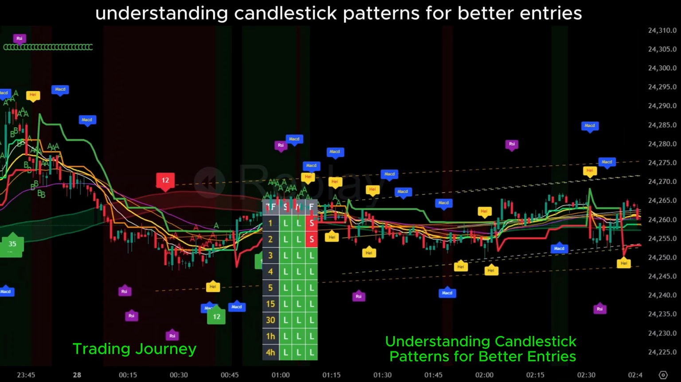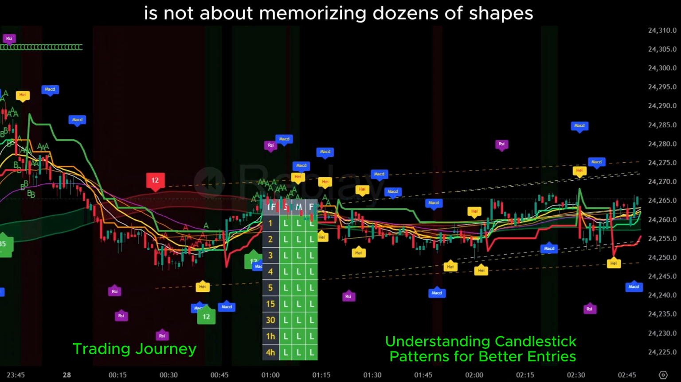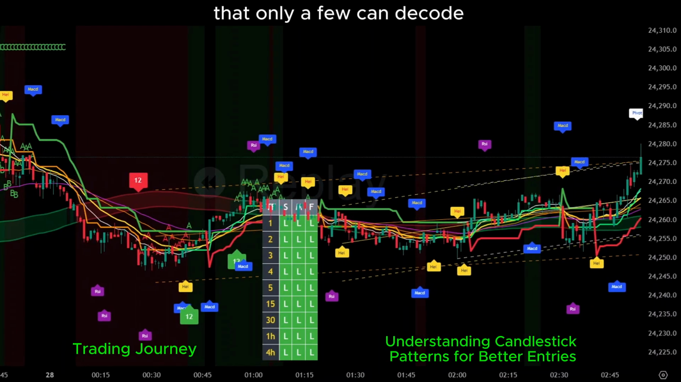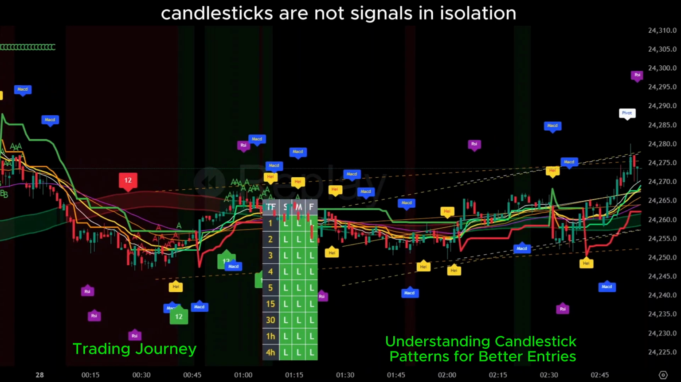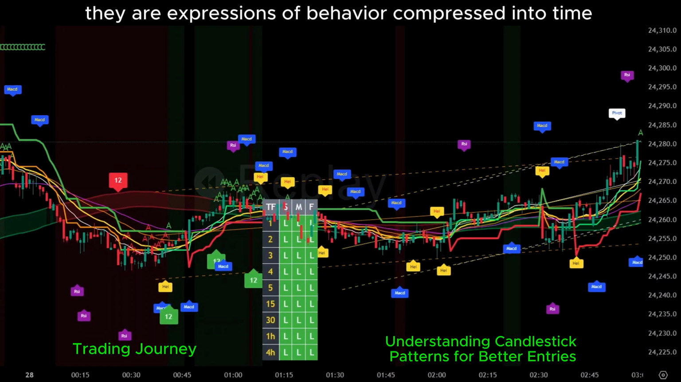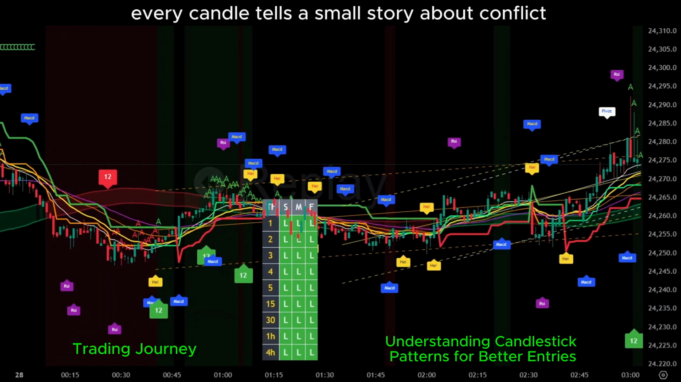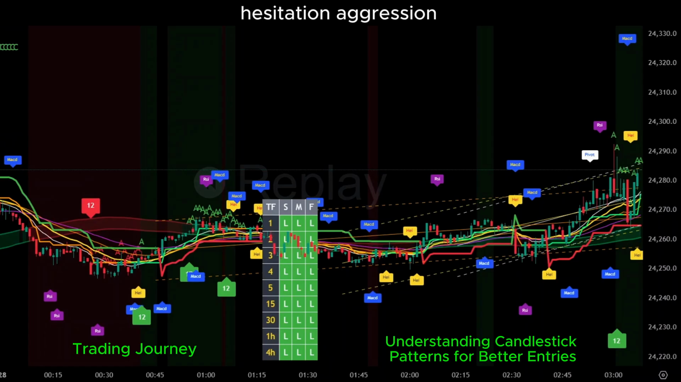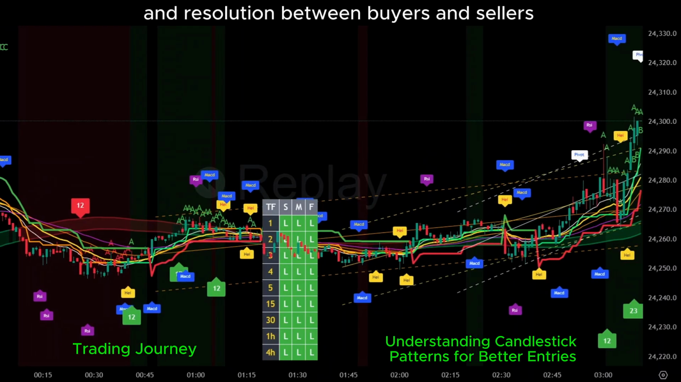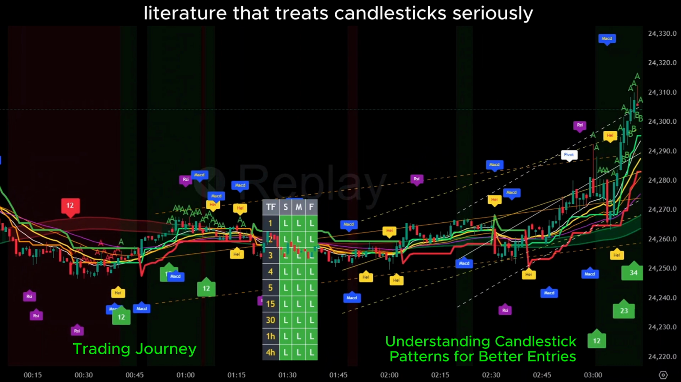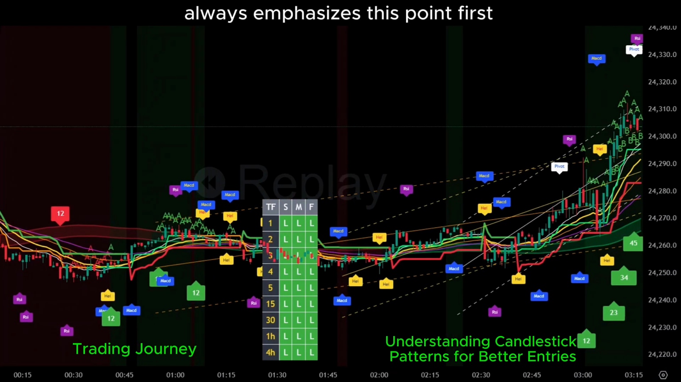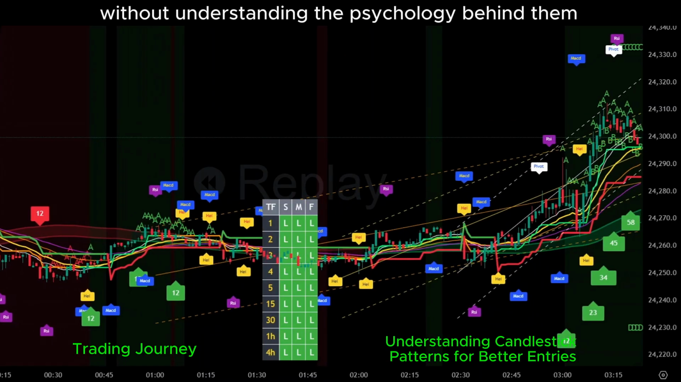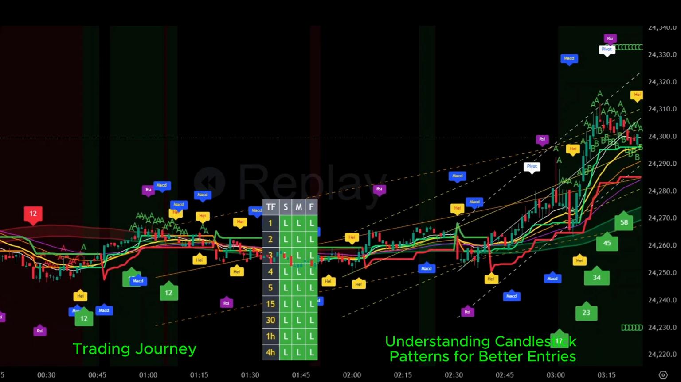Understanding candlestick patterns for better entries is not about memorizing dozens of shapes or treating charts like a secret language that only a few can decode. Candlesticks are not signals in isolation. They are expressions of behavior compressed into time. Every candle tells a small story about conflict, hesitation, aggression, and resolution between buyers and sellers, and trading literature that treats candlesticks seriously always emphasizes this point first. If you read patterns without understanding the psychology behind them, you are only collecting symbols, not insight.